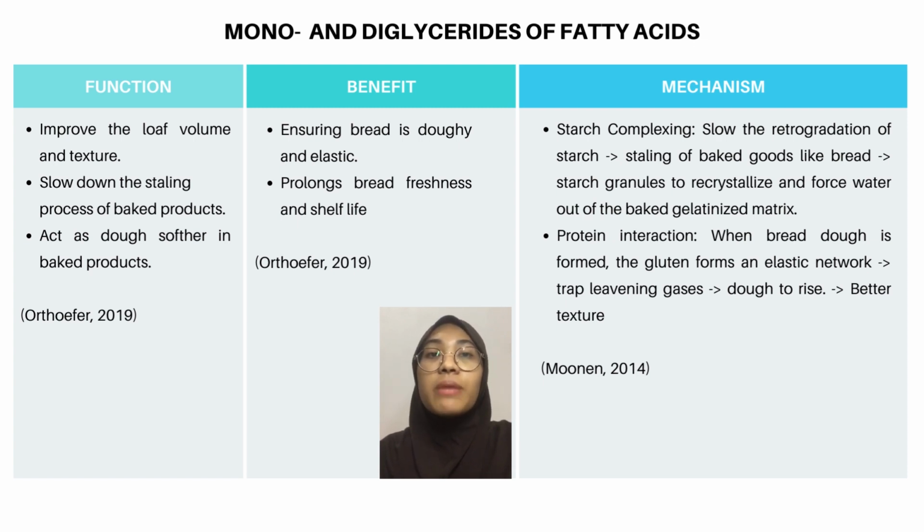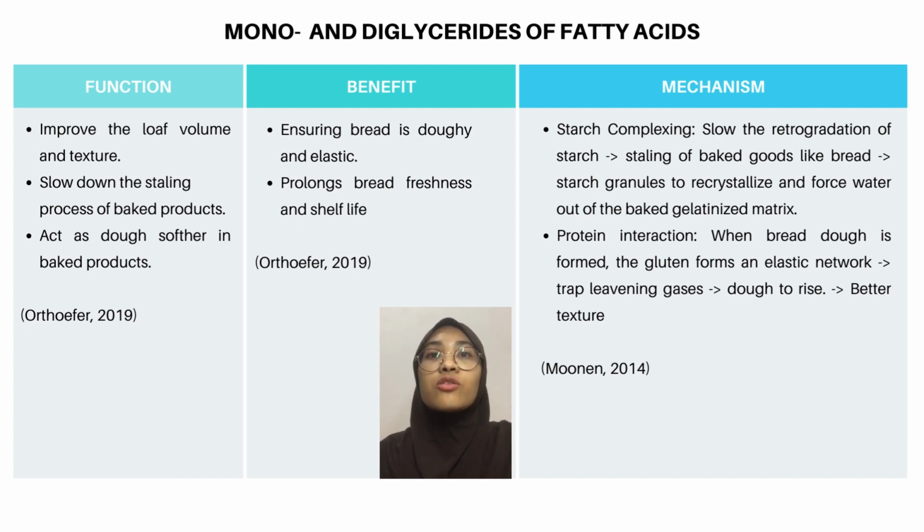The benefit of the addition of mono and diglyceride emulsifier is that the bread is doughy and elastic, and it also prolongs bread freshness and shelf life. The mechanism of mono and diglyceride includes starch complexing and protein interaction, where mono and diglyceride slow down the retrogradation of starch as seen during the staling of baked goods like bread and cakes. This is the tendency for starch granules to recrystallize and force the water out of the baked gelatinized matrix.